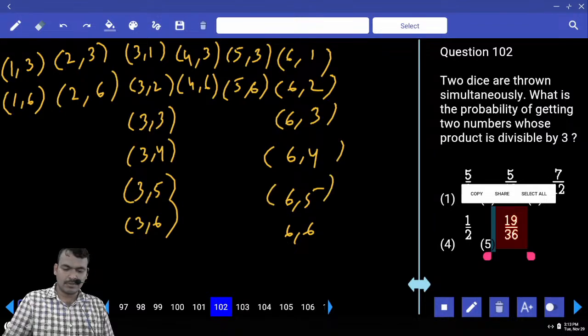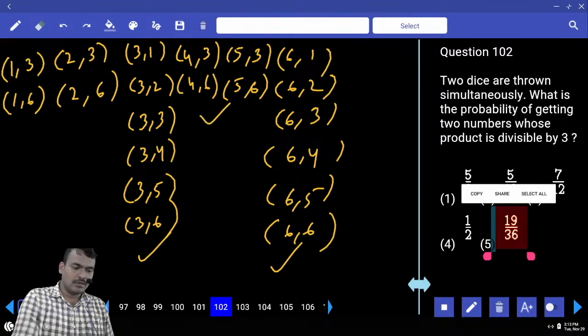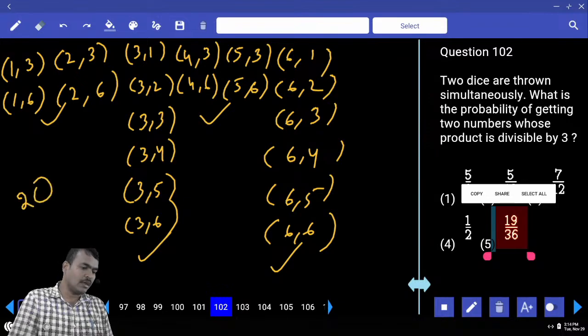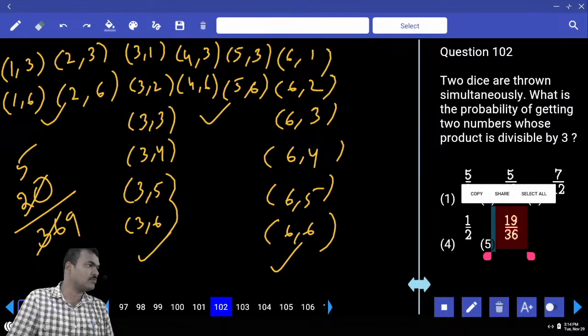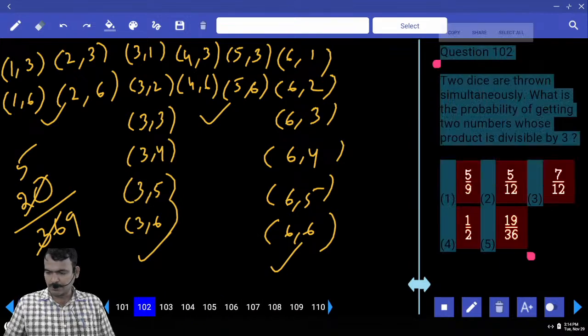Those products must be divisible by which one? 6. 6 plus 6 is 12. 12 plus 4 is 16. 16 plus 4 is 20. Total how many chances are there? 20 chances. 20 out of 36. 20 by 36 means 4 how many times? 5. 4 how many times? 9. What is the fraction? 5 by 9. Which option? First option.